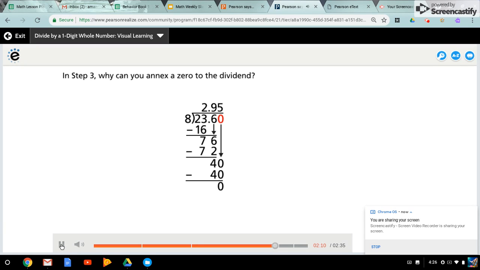In step 3, why can you annex a 0 to the dividend? So he's asking, how come you can annex this 0 to the end of your dividend, and it still be okay? We know that if we annex a 0 after the decimal point, we are just making an equivalent decimal. It's still the same amount. There's just a 0 at the end. You can annex a 0 to the dividend because 23 6/10 and 23 60/100 are equivalent decimals.